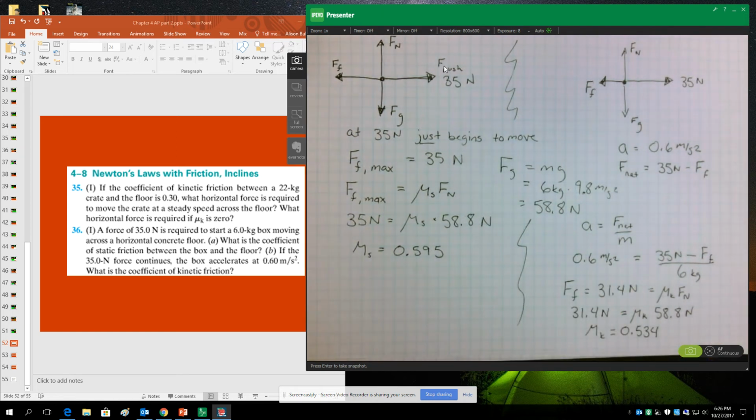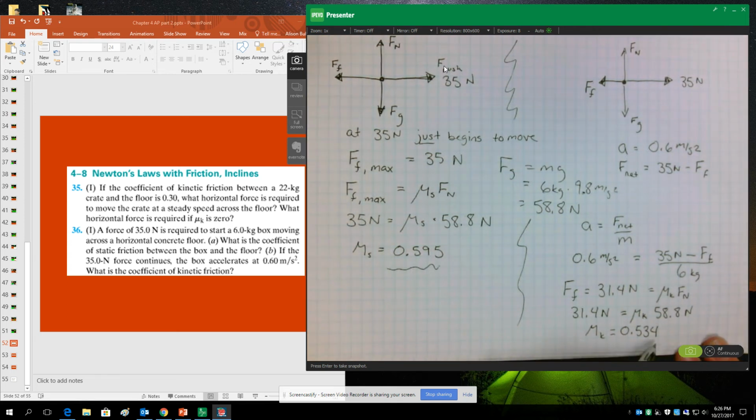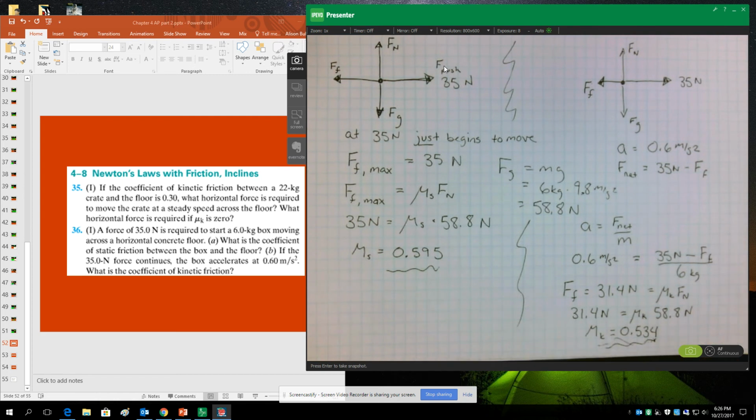So it's not a whole bunch smaller than the coefficient of static friction, 0.595, but it's a bit smaller, 0.534, and that's consistent with what we understand about friction so far.